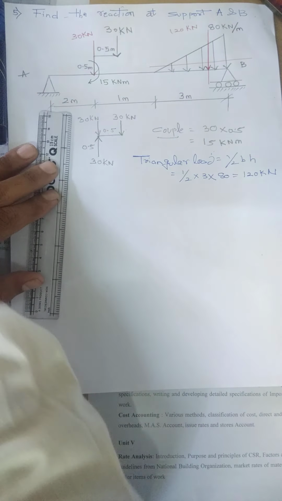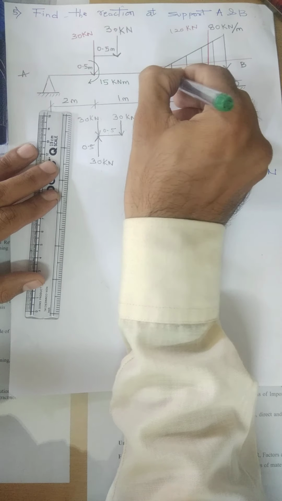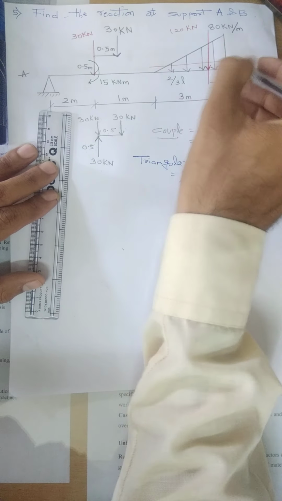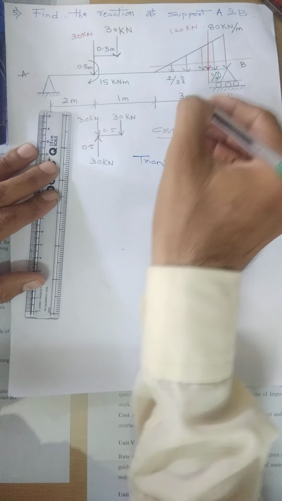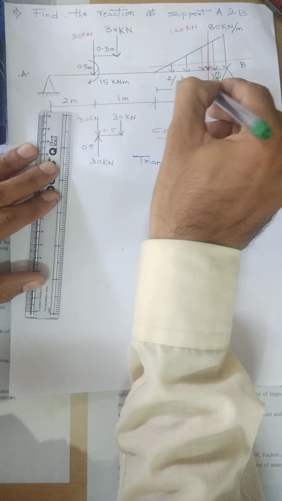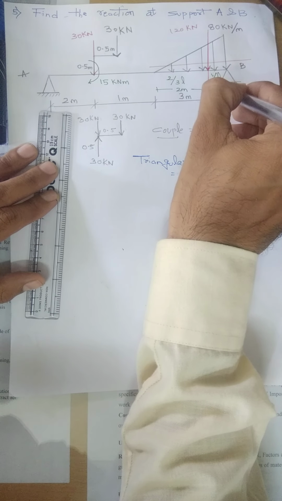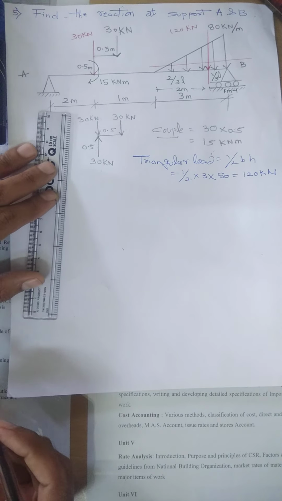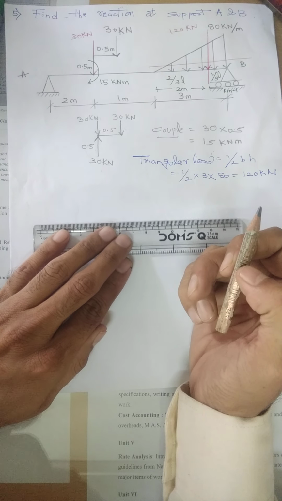What about the distance? The distance is the same. The smaller distance is 1/3 of the length, and this is 2/3 of the length. So I am writing down here 2/3 of length and 1/3 of length. What is 2/3 of 3? 2/3 of 3 is 2 meters, so this distance is 2 meters, whereas this distance is 1 meter. Is that clear? We'll draw a revised figure so that there should not be any confusion, in which all these loadings will also be taken care of.